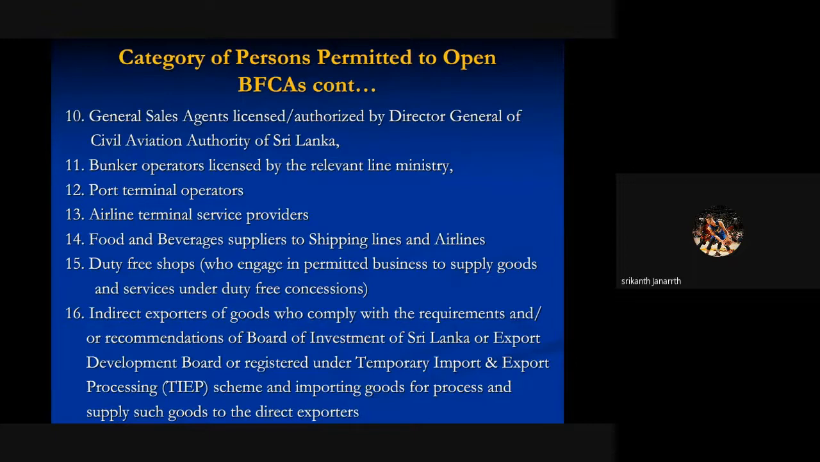Because without him, the direct exporter can't do the manufacturing process. He requires raw materials, but he is an importer, importing and not selling to the local market. He's selling to the direct exporter who does the value addition 100%. Then it comes in the form of export proceeds. Therefore, indirect exporter is also permitted.